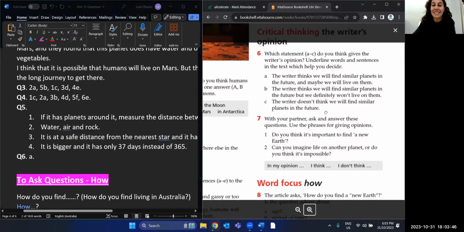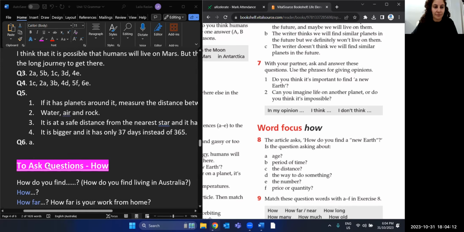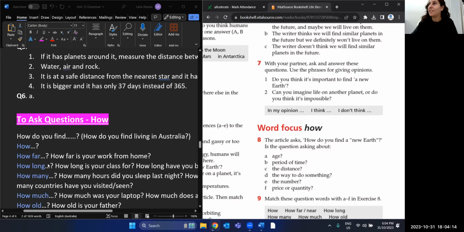Okay, let's write sentences now giving your opinion. So you can start with, in my opinion, I think, or you can make it a negative, I don't think. Do you think it's important to find a new Earth? Can you imagine life on another planet? Or do you think it's impossible? What do you think?